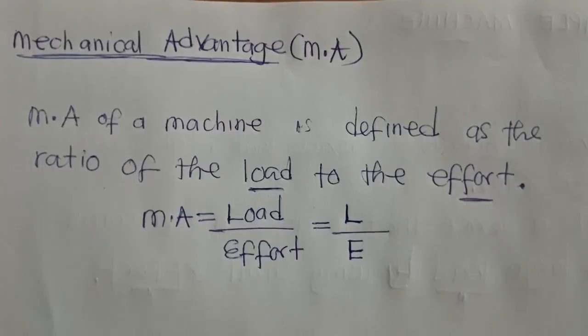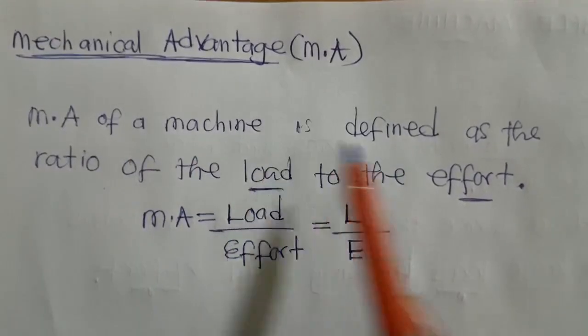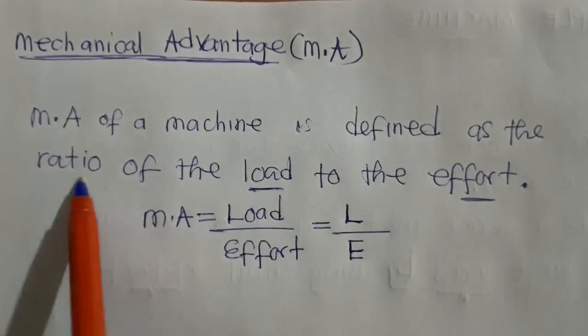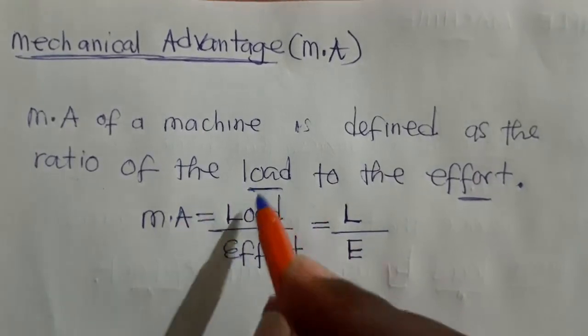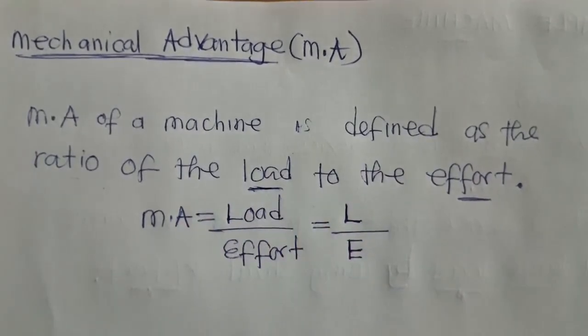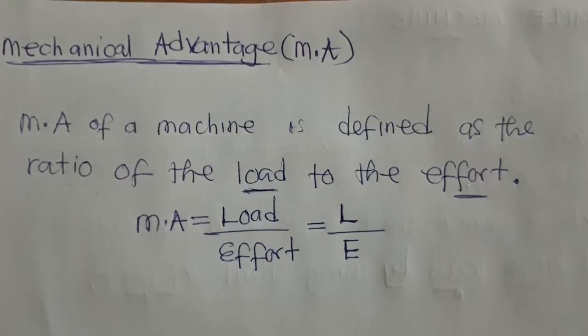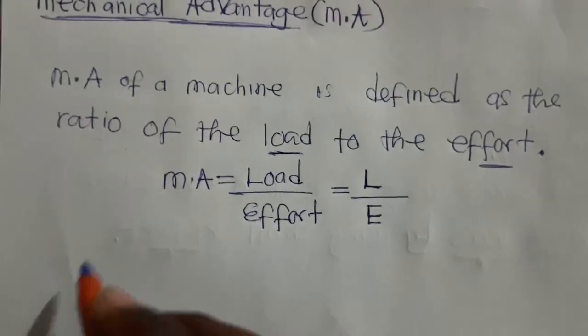So mechanical advantage of a machine is defined as the ratio of the load to the effort. This is the definition that you need to know and understand. So let us now look at some of the examples. How can questions come in an exam under this? So let us look at examples.